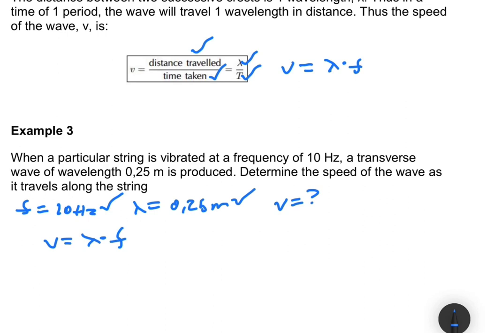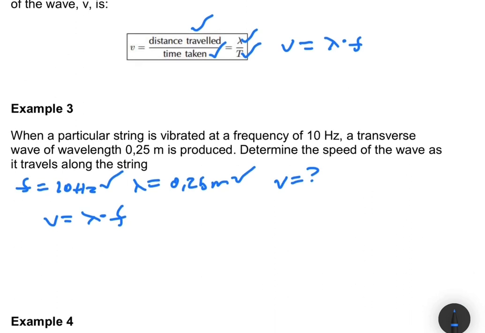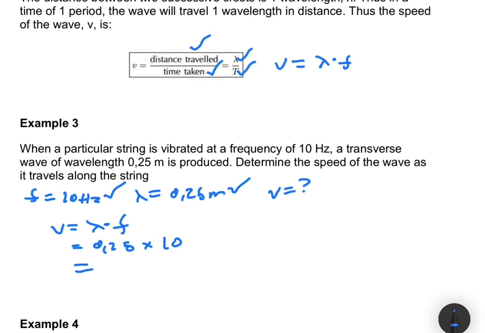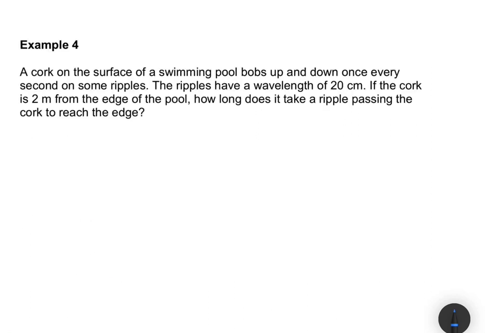How do you know which formula to choose? It depends on the information you're given. So if we go ahead and substitute here, we're going to have a wavelength of 0.25 and a frequency of 10 Hz. And if you compute that, you should get 2.5 meters per second.